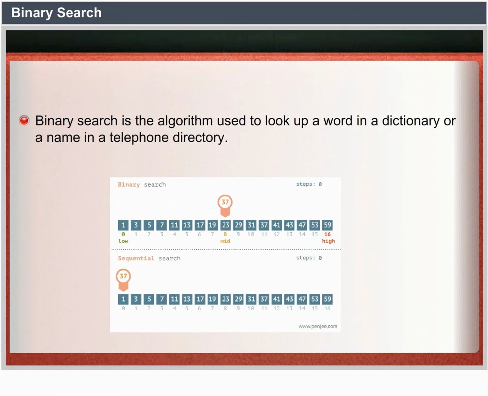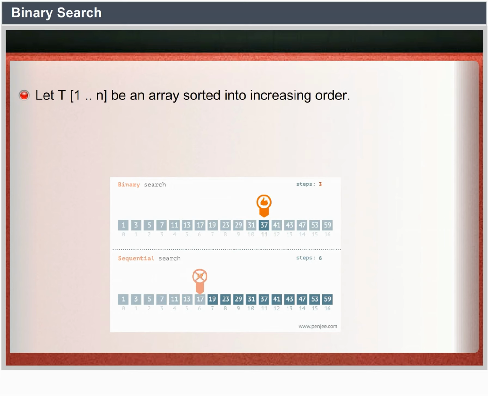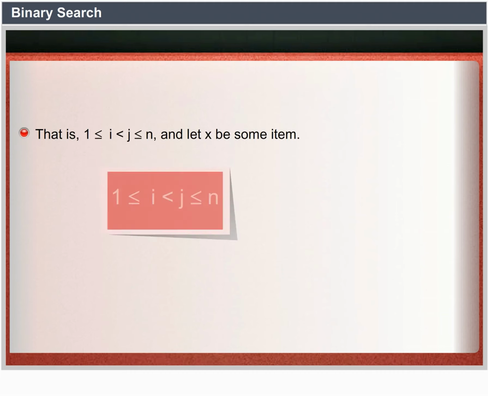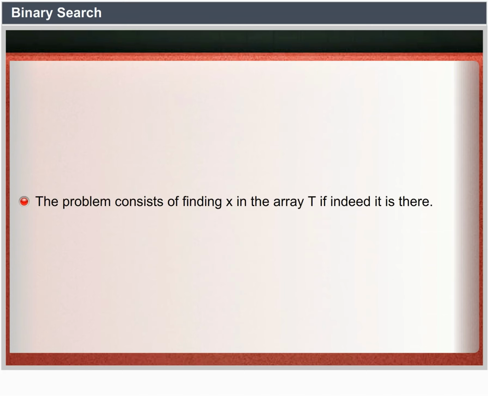Binary search is the algorithm used to look up a word in a dictionary or a name in a telephone directory. It is probably the simplest application of divide and conquer. Let T[1..n] be an array sorted into increasing order. That is, 1 ≤ i < j ≤ n, and let x be some item. The problem consists of finding x in the array T if indeed it is there.